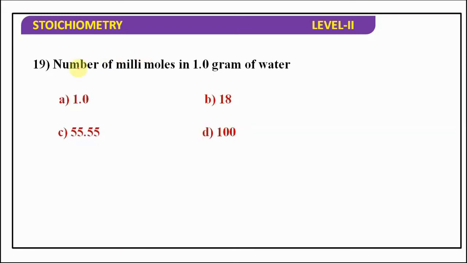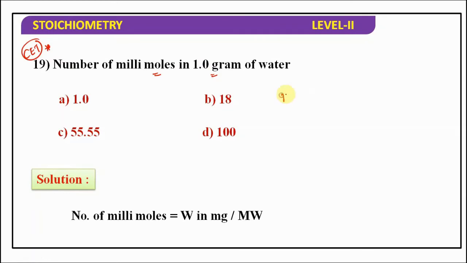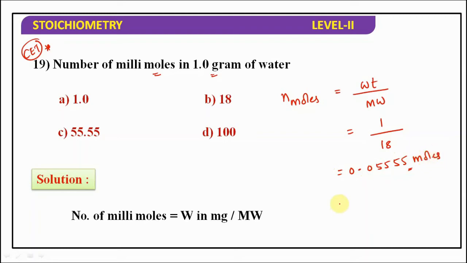Very good question. For CET level, a very important question. Number of millimoles in 1 gram of water. Sir, we know the number of moles. What is the formula? Weight by molecular weight. Weight is 1 gram. Molecular weight is 18. If I solve it, I'll get 0.05555 something like that. But these are the number of moles. I want millimoles, not moles.